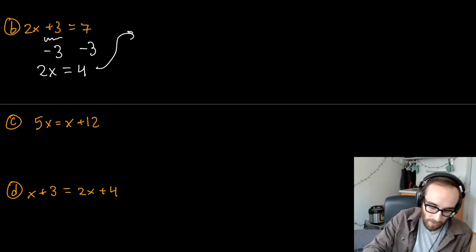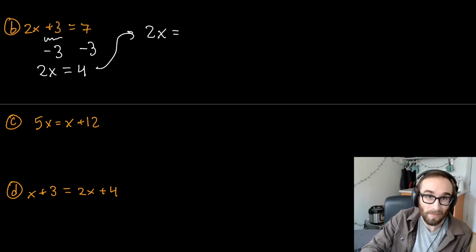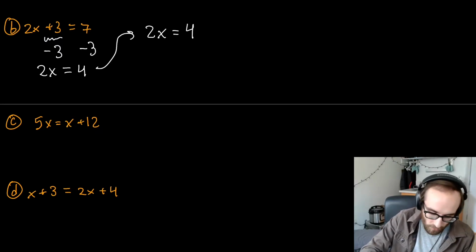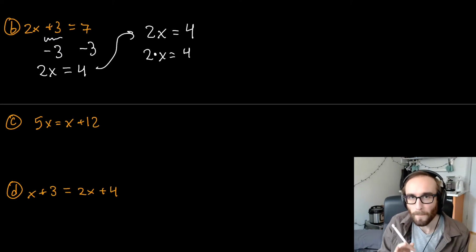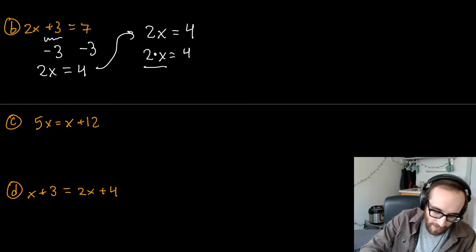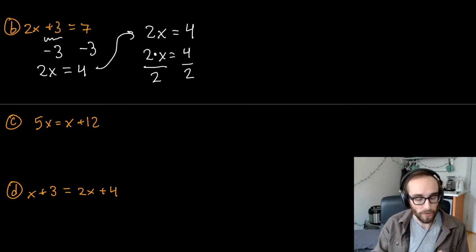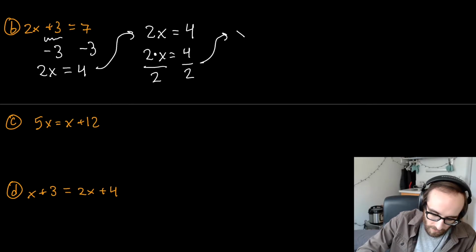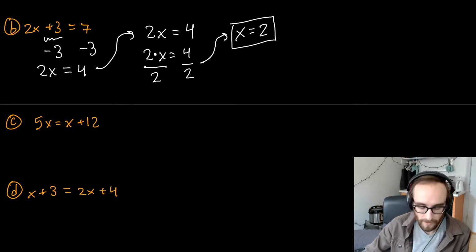We're almost done now. X is not quite by itself because we're multiplying by 2. We have 2 times x equals 4. So to undo that multiplication, we just need to divide, do the opposite of multiplication by 2. And again, we're doing this to both sides of the equation. So x equals 4 divided by 2, which is 2. And we're done for letter B.